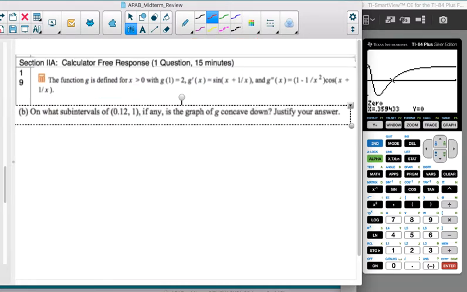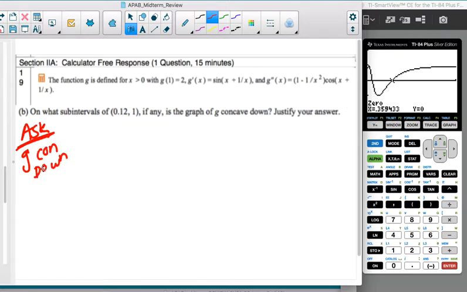So this is part B. Same function, same everything. On what subintervals, same window from 0.12 to 1, if any, is the graph concave down? So again, your job here is to translate what's being asked, right? Sorry, my mic is getting bumped, I apologize. You're asked when g is concave down, right? So that's the ask. And again, we're on that specific interval, but we can talk about that in a sec. So what's the definition of being concave down?